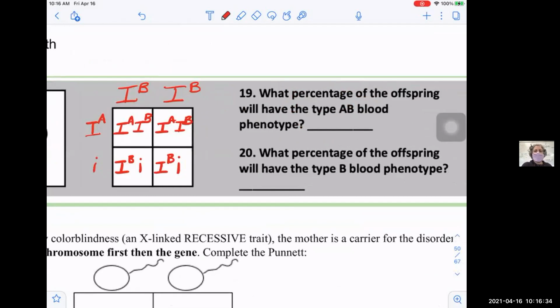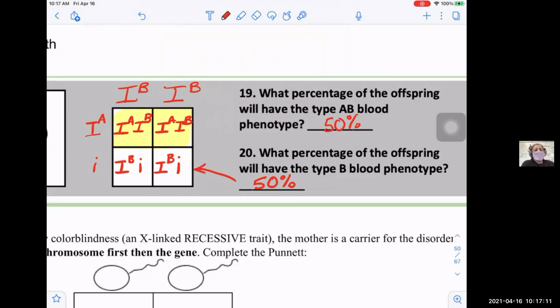So what percent of the offspring are going to be type AB blood? What did you guys write? 50%. So these two out of 4 is 50%. All right, what percent will have type B? Also 50%, right? Because these two will be type B.